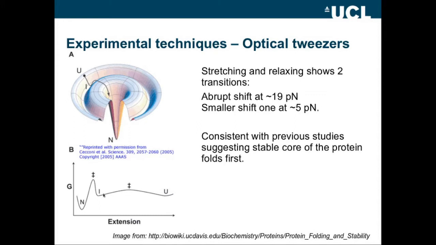Then we do more pulling, and you can see that the protein is extending with relatively little extra force. There's a bit of another barrier here, but we can think of this as coming up this energy well up the side here towards the unfolded state. This finding from using optical tweezers is consistent with previous studies suggesting that there is a stable core of the protein that folds first, and that's what is gradually being pulled apart here, and there's this sort of collapse to the native state here.